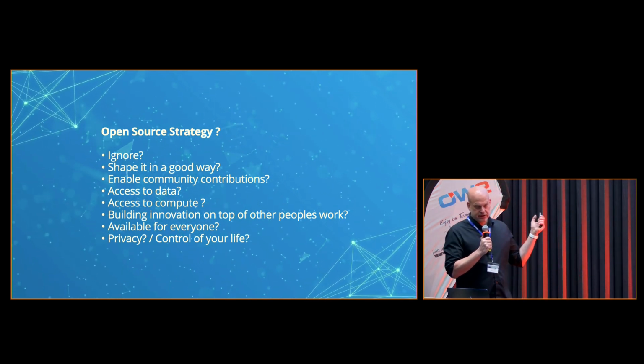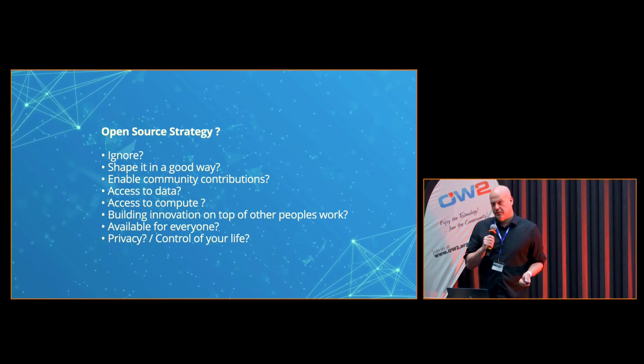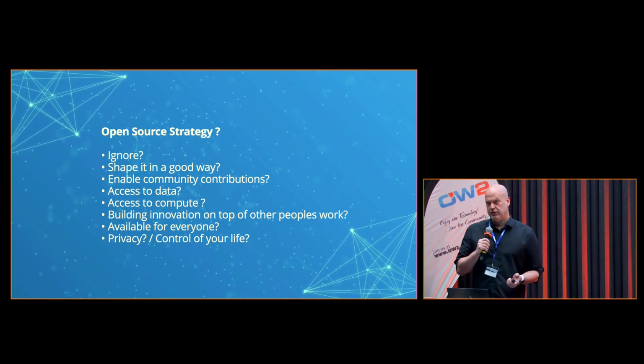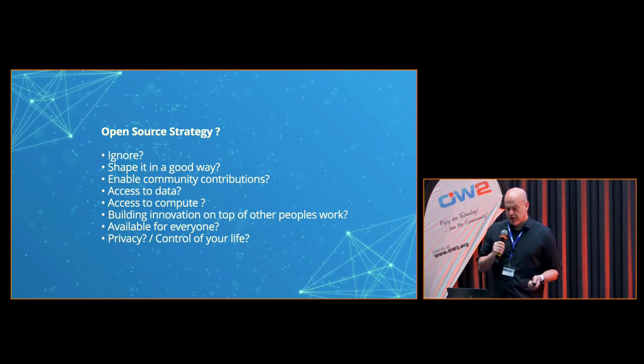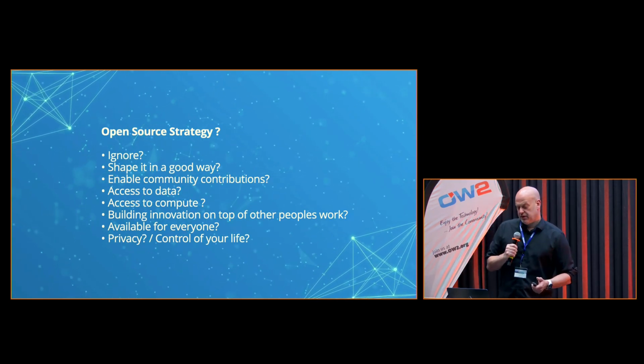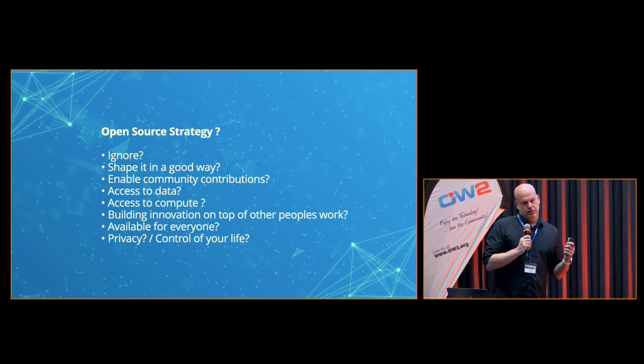Should we just ignore it? I already said, I think we can't. We need to shape it. We need to shape the AI revolution in a good way. But of course, what does that mean in detail? How does it work with our communities?